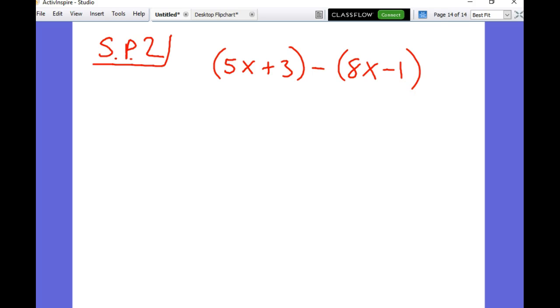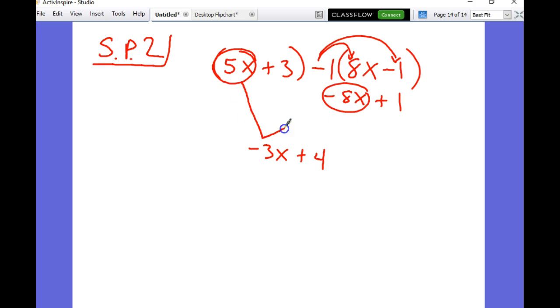Here we go. So I'm going to ask Kiara, what'd you get for your answer? Negative 3x plus 4. She's right. So let's see why. You should have started by distributing this negative like it's a negative 1, which is going to make this become a negative 8x and a positive 1. Then when you combine the 5x with the negative 8x, you get negative 3x. And then when you combine the 3 with the 1, you get 4. So that's adding and subtracting polynomials.